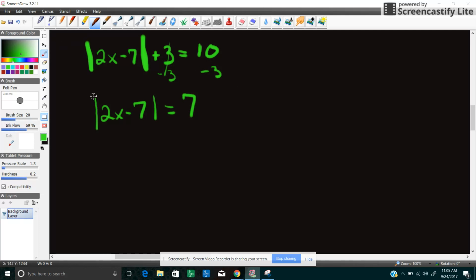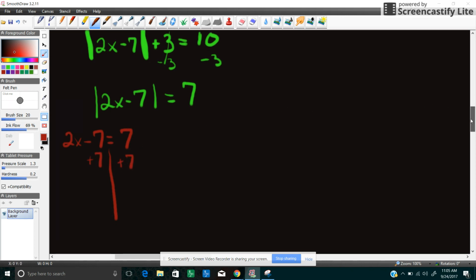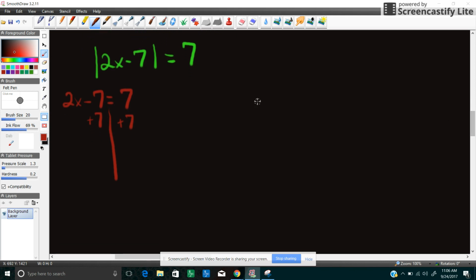Now that I have the absolute value by itself with nothing in front, nothing underneath it or behind it, I can do the split. So I'm going to do 2x minus 7 is equal to positive 7 first. Let's solve that. Plus 7, plus 7. And I am doing the solving part pretty quickly. If you need to pause it and slow down, that's fine. So 2x is equal to 14. I divide both sides by 2. So x comes out to 7 in this first one.